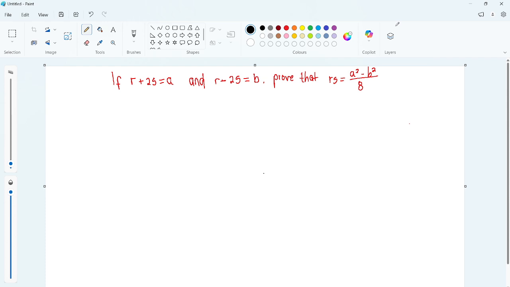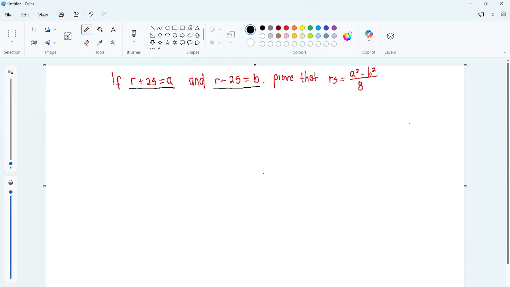Today we have a beautiful problem that we are going to move, since we move maths here. If we are given that r plus 2s is equal to a and r minus 2s is equal to b, prove that rs is equal to (a squared minus b squared) over 8. This is what we are given. Then we have to prove this.